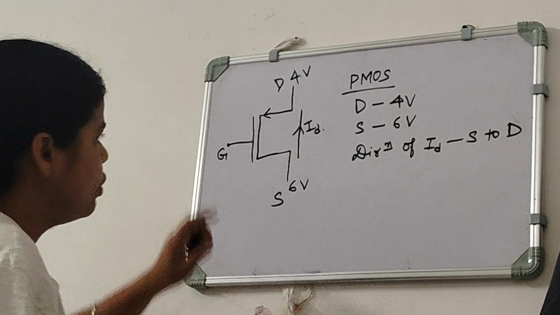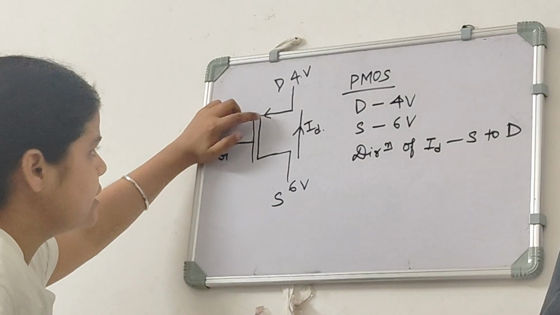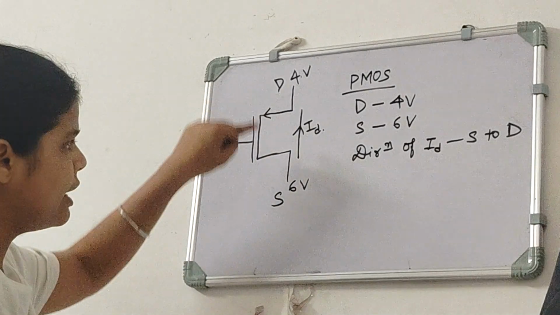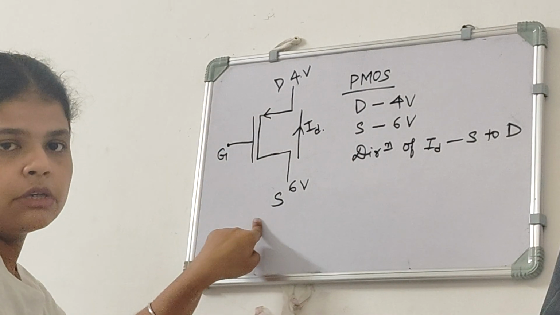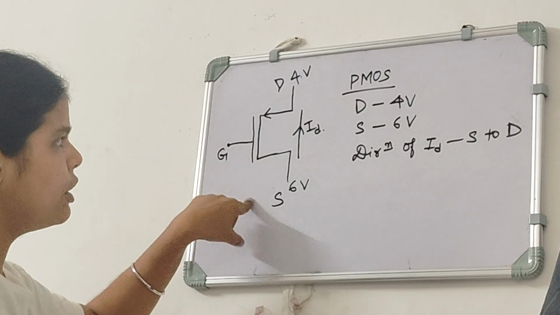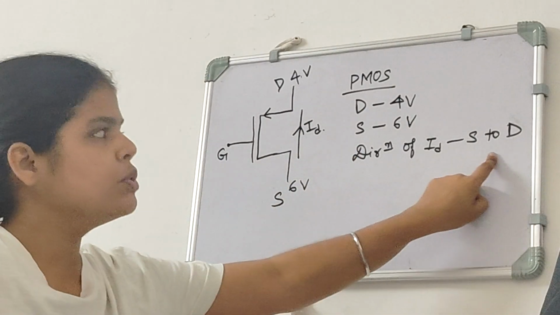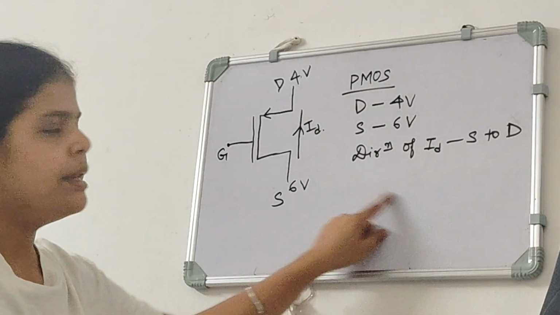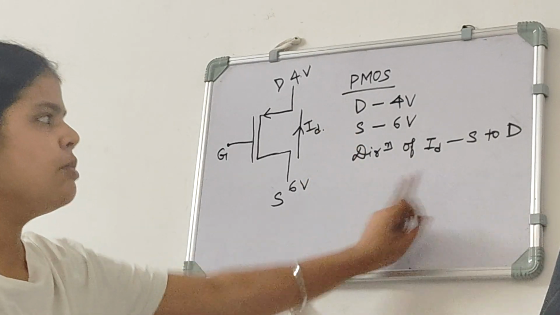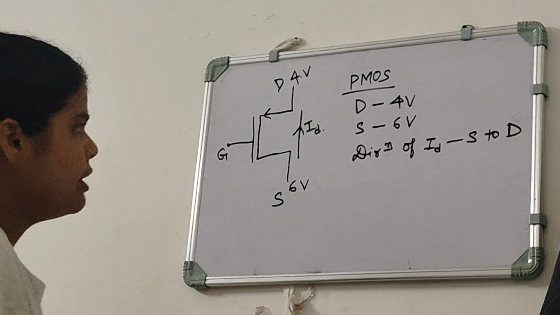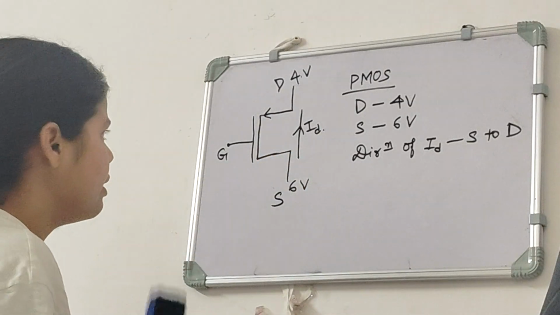So we need to remember this, that we don't rely on this arrow for the direction of current. We need to find out first which is the source terminal and which is the drain terminal, and according to that we have to see that the direction of ID in PMOS is source to drain, and direction of ID in NMOS is from drain to source, and then we can find out the direction of current.